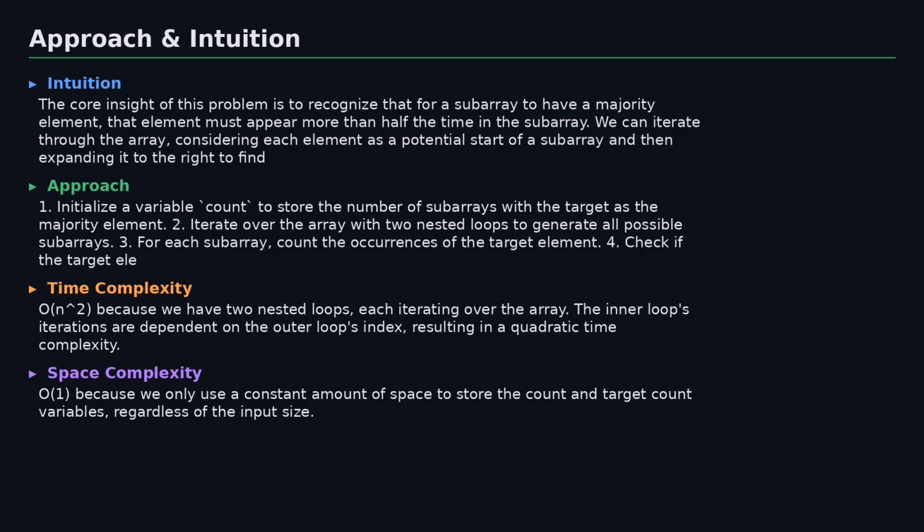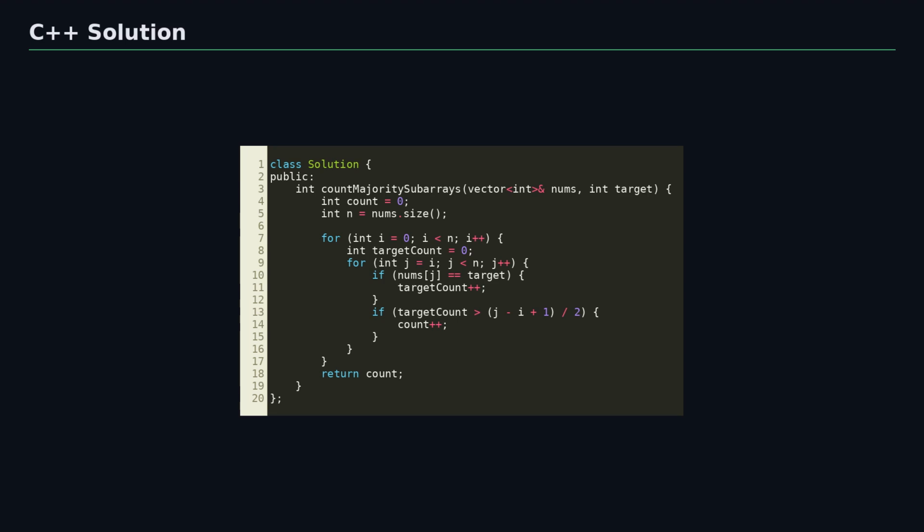Well, we can start by iterating over the array and considering each element as a potential start of a subarray. Then, we can expand this subarray to the right and count the occurrences of the target element. If the target element appears more than half the time in this subarray, we increment our count of subarrays with the target as the majority element. We repeat this process for all possible subarrays, and at the end, we return the total count.